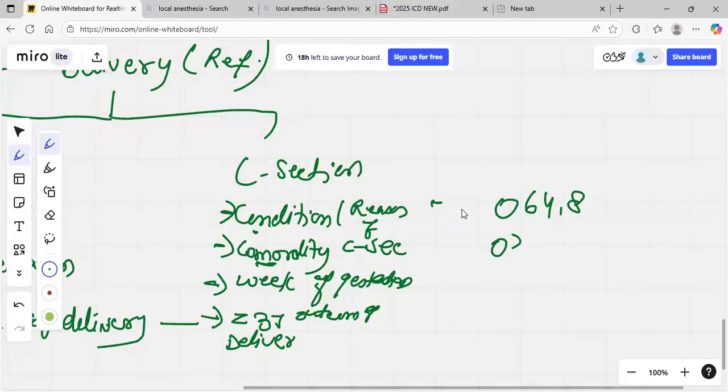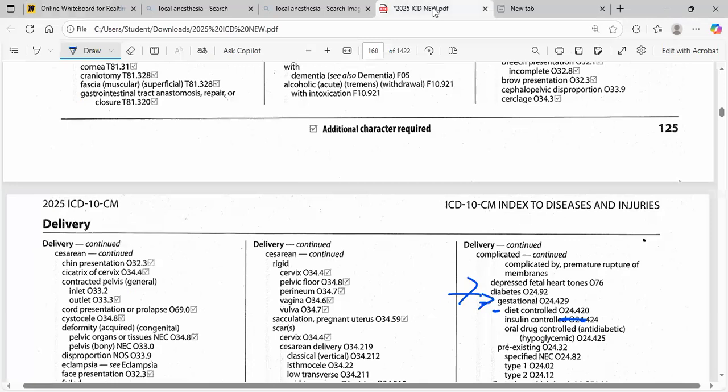Our comorbidities is O24.420. Then the pregnancy is at the 38th week of gestation, so we have to use Z3A.38. And in all delivery charges, we have to use the outcome of delivery at the bottom. So I'm going to find a code for outcome of delivery. To find that code, you have to refer to outcome in the index.